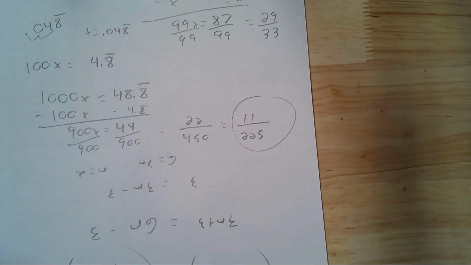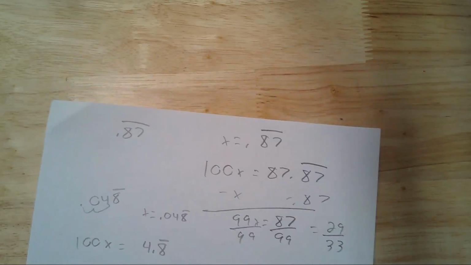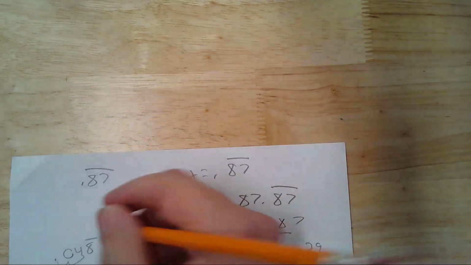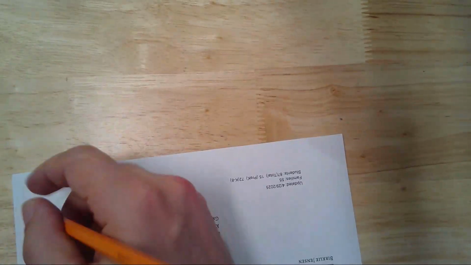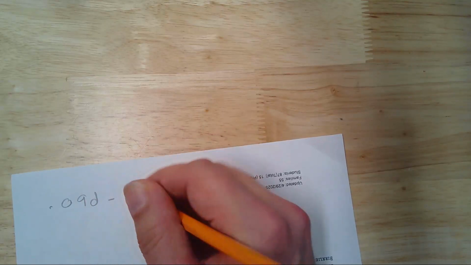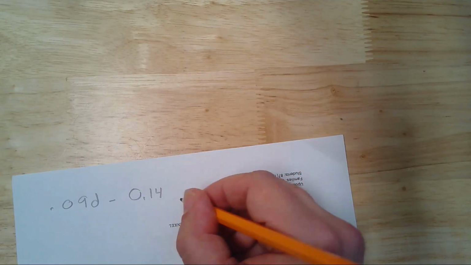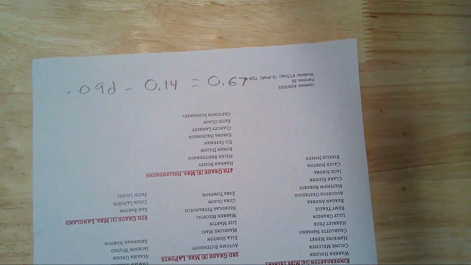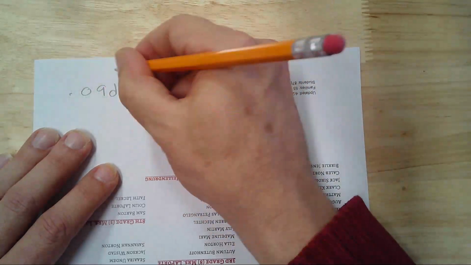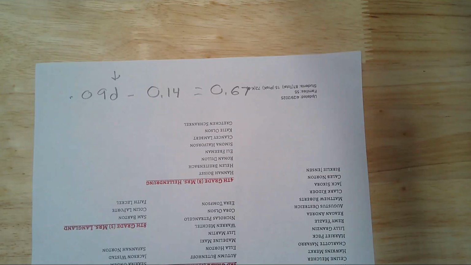Okay, I'm going to do one with a decimal here. Real quick, I gotta make sure you know how to do it. You did it in your homework. Okay, great. 0.09D. I'm showing you this because for some reason there's no decimal here. I didn't look at the test. Hopefully there's a decimal. But if this is a D, there's your variable, D. Okay? So 9 hundredths D minus 14 hundredths equals 67 hundredths.